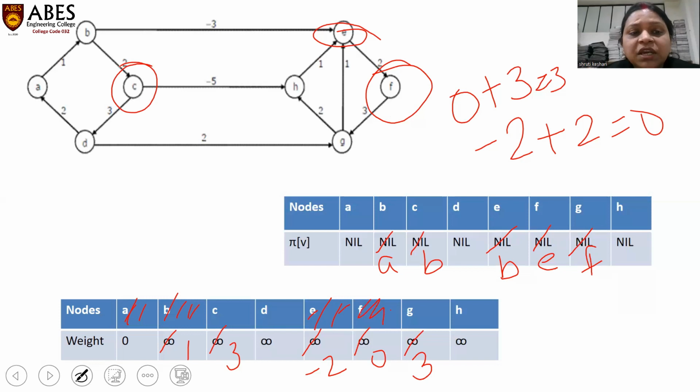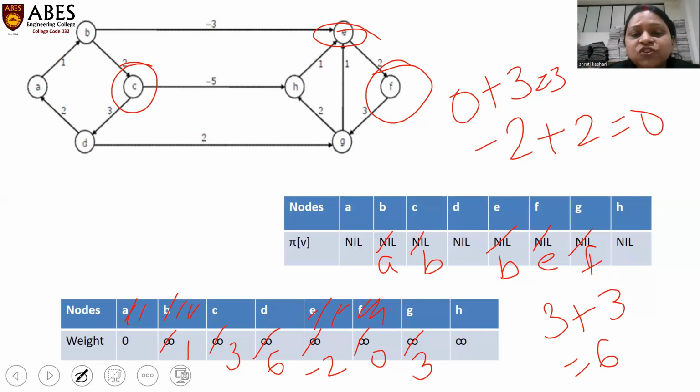Let's check for C to D. Current cost of D is infinity. When we are moving from C to D, it will be the cost of C, which is 3, plus the weight of the edge from C to D, which is 3. That is 6. And 6 is less than infinity. Update this value as 6.